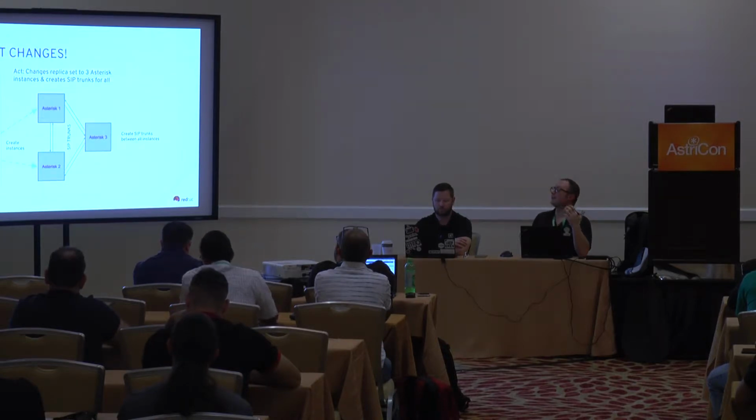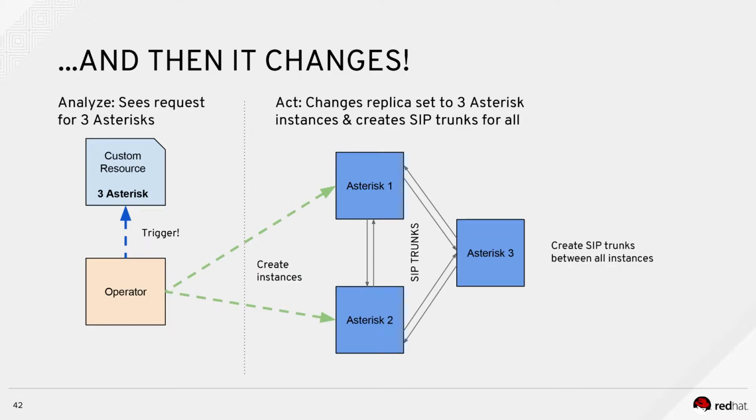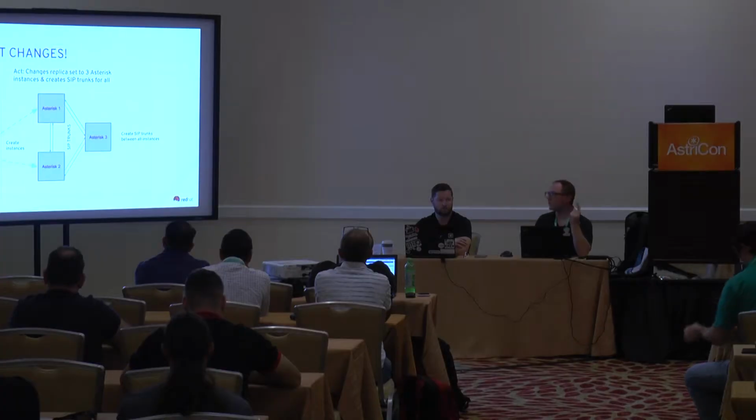And then the custom resource will change. So we started with 2 Asterisk instances, and we're going to change it so that we say, hey, guess what? I want a 3rd Asterisk instance. So it's going to spin up that 3rd Asterisk instance, and then it's going to go and do the same cycle where it creates a SIP trunk for each one to the next and to the next.